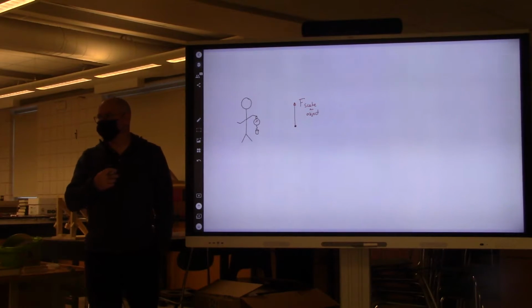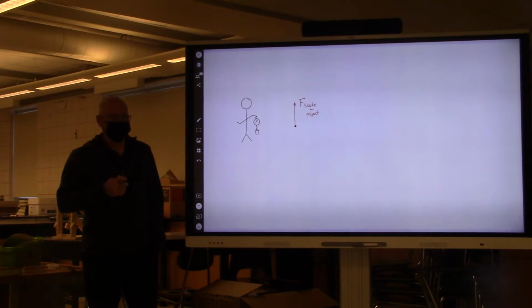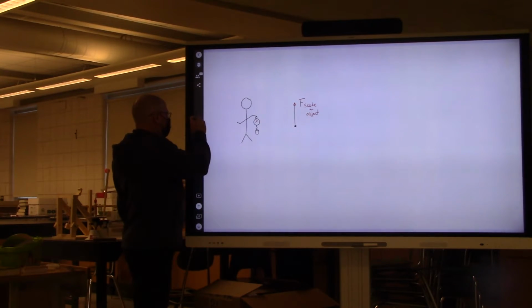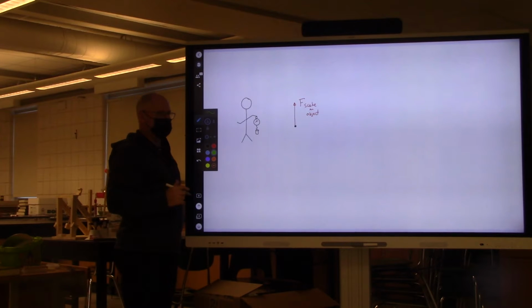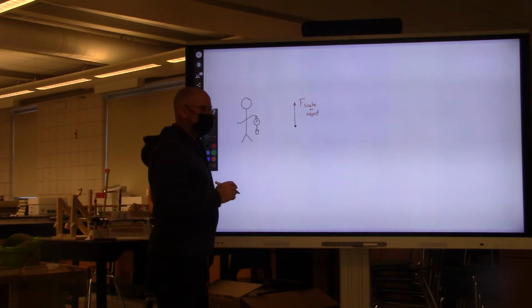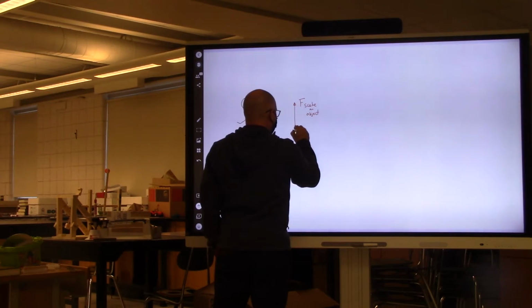Is there something else that might be pulling or pushing? Gravity. So we need a physical object. So the earth. Good. What's the earth doing? Pulling it towards the earth. Pulling it down.